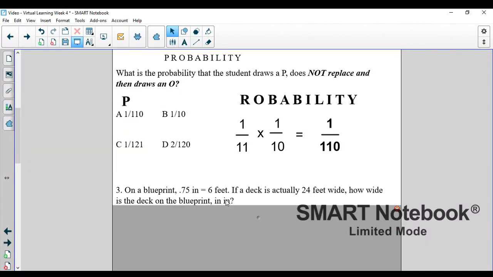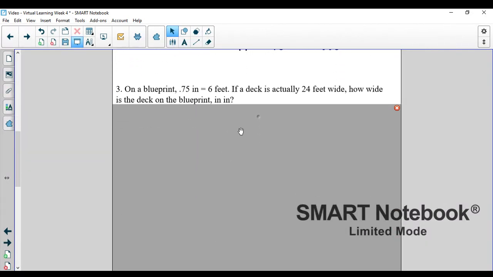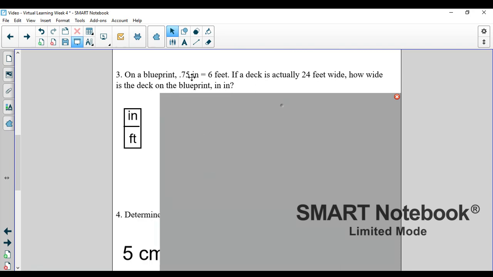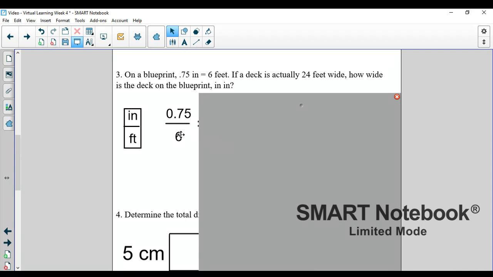Number 3 talks about a blueprint. So I'm thinking scale ticket problem. 3/4 of an inch is the same as, or represents, 6 feet. If the deck is actually 24 feet wide, how wide would the deck be in inches on the blueprint? So first thing, I'm comparing my units of inches to feet. So I stack them as a ratio, inches over feet. My given ratio was the two numbers in the same sentence represented with the equal sign. So 3/4 over 6. And I'm going to set that equal to the other information that was given to me. Well, they said 24 feet.